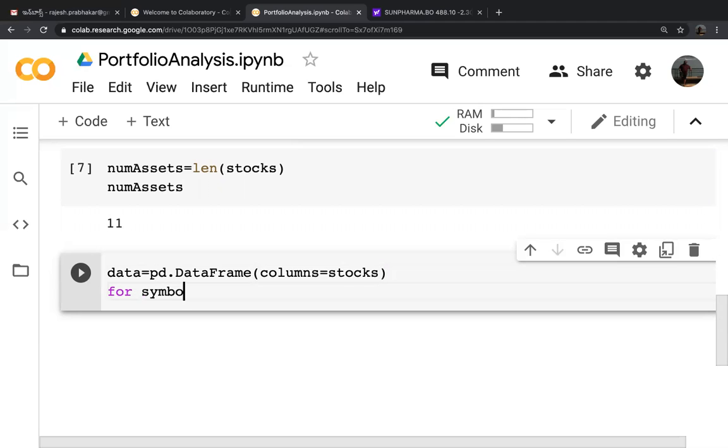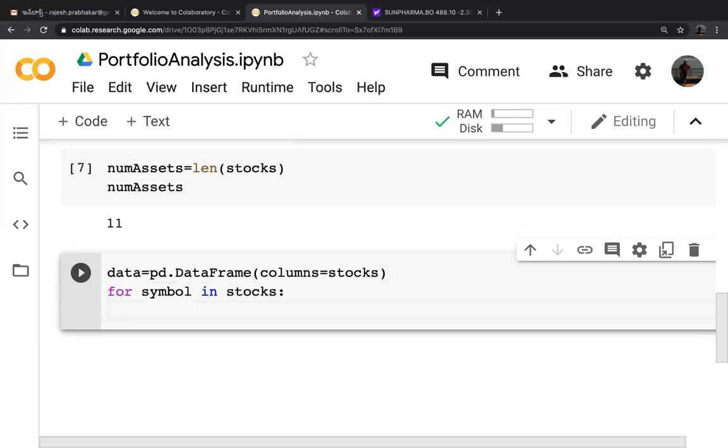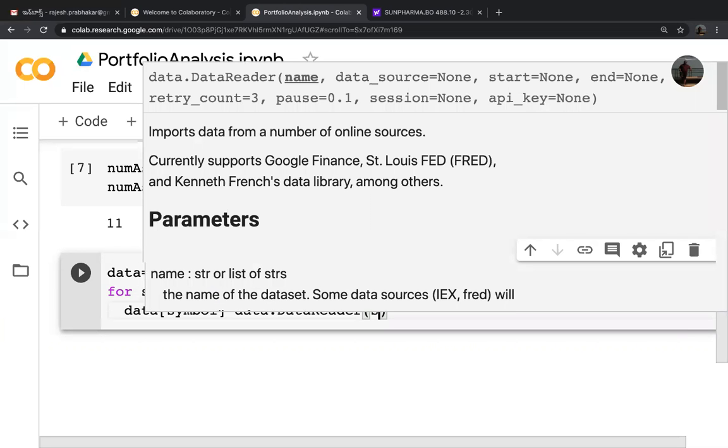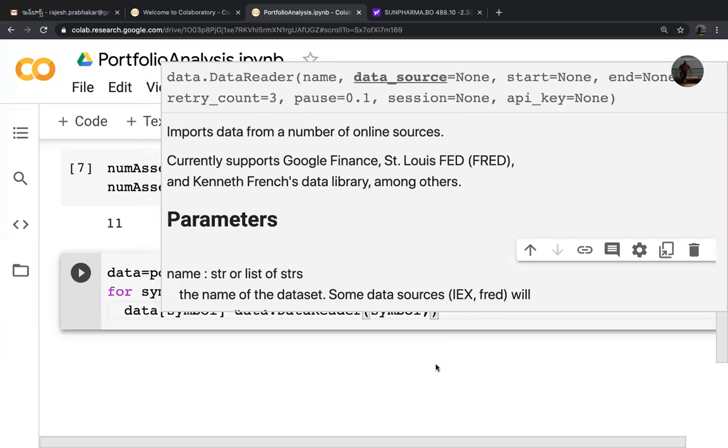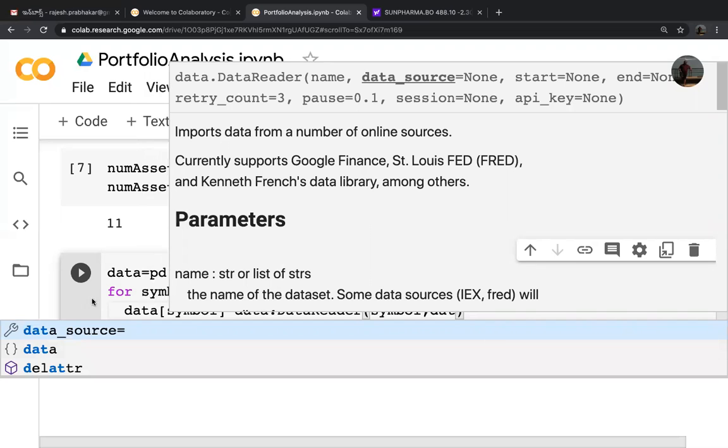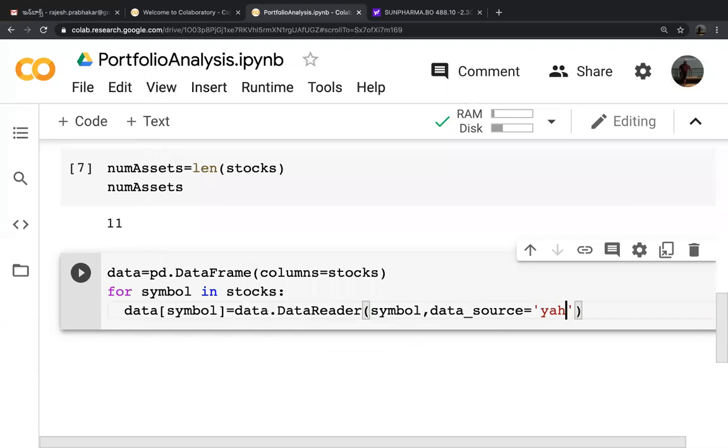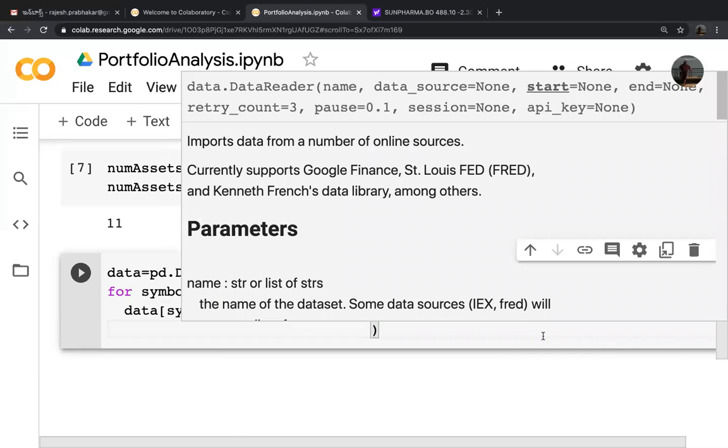For symbol in stock, the list. We have already created a list called stock. For symbol in stock, data[symbol] is equal to data.DataReader(symbol, data_source='yahoo'. We are taking the source as Yahoo, comma, then the start date.